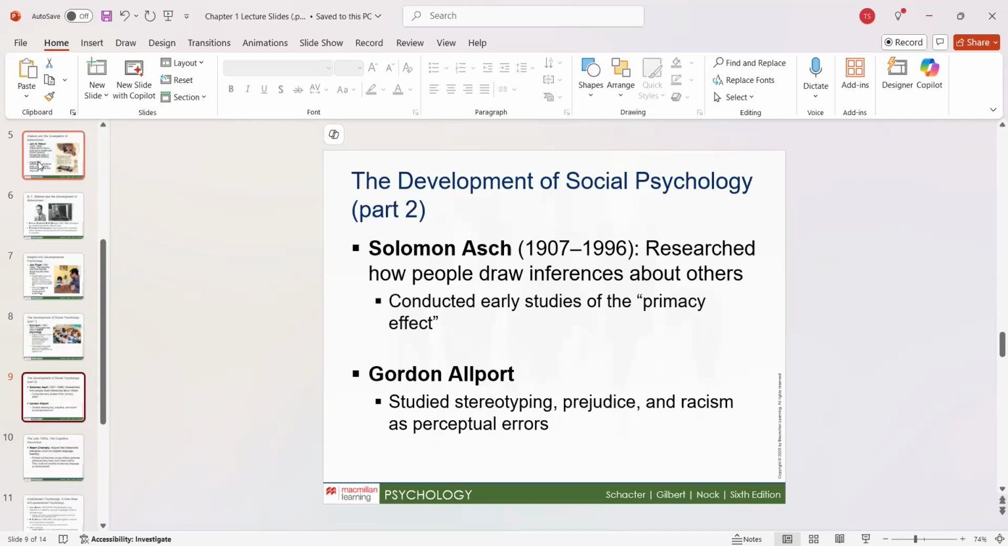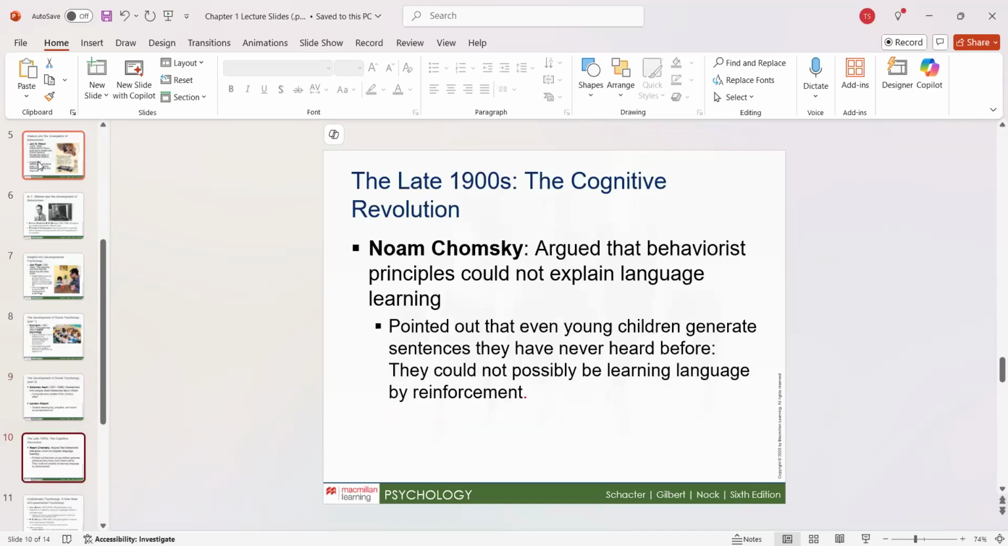And Gordon Allport was one of the people that opened the door to help study this and understand it and try to combat it. All right.